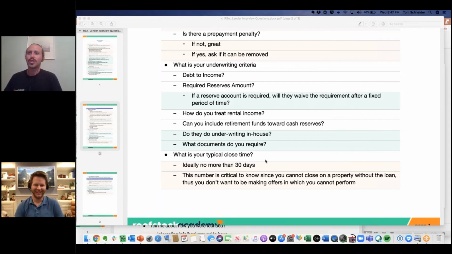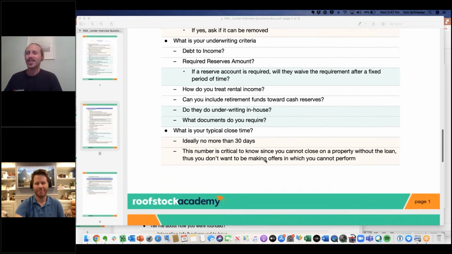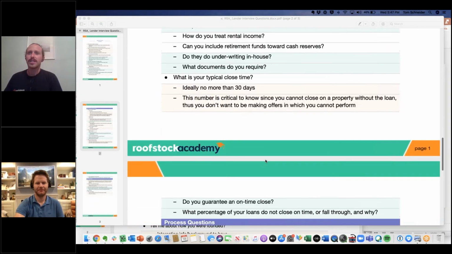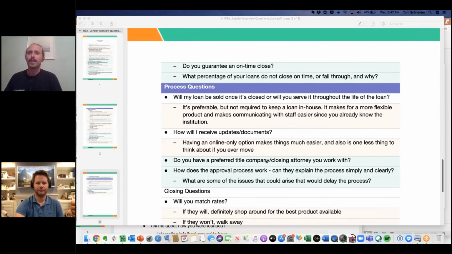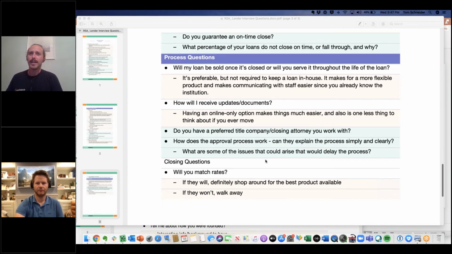No, go ahead. Sweet. Let's keep chugging along on the questions here in the template, asking about process questions. Like you just mentioned, will my loan be sold once it's closed, or are you going to service it throughout the life of the loan? That's important to know. I like personally working with lenders that keep my notes on their books. The technical term for that is a portfolio lender. It means they keep it on their own portfolio, on their own book of business. They don't sell it in the secondary market. I love working with those types of lenders.